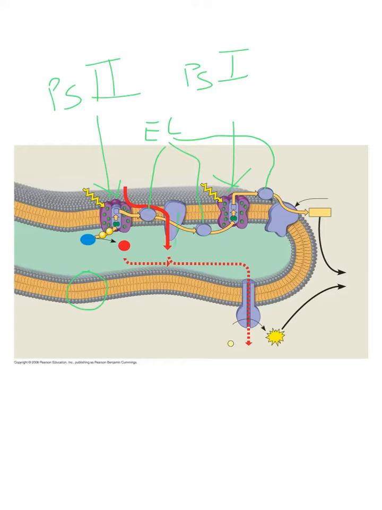This little puppy right here is a very special one called a cytochrome complex, and I'll just label it CC for cytochrome complex. It actually acts as a proton pump, meaning it's going to shuttle protons, or hydrogen ions, across the membrane. You'll see it in action here in just a sec.